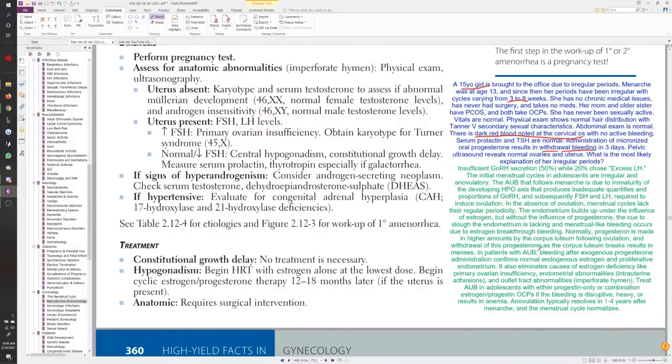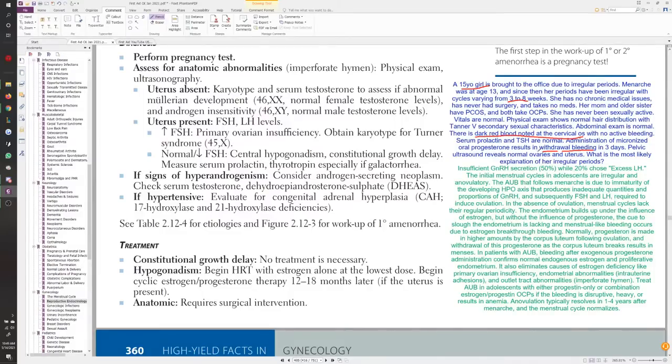In patients with abnormal uterine bleeding, bleeding after exogenous progesterone administration confirms normal endogenous estrogen and a proliferative endometrium, but not normal endogenous progesterone, right? That's why when you gave progesterone and you stopped it, they started bleeding. It also eliminates causes of estrogen deficiency, like primary ovarian insufficiency, endometrial abnormalities, and outlet tract abnormalities, which would not be answers. You would knock out all these answer choices with one test.